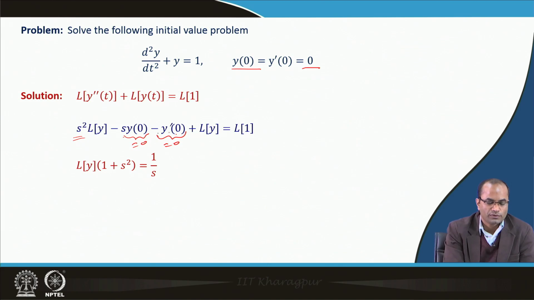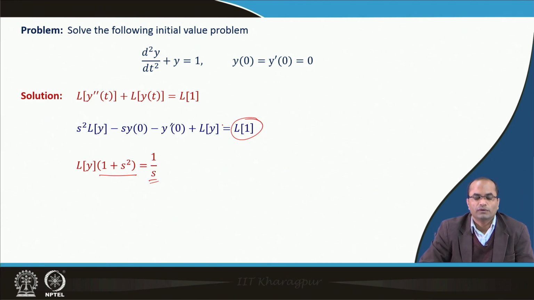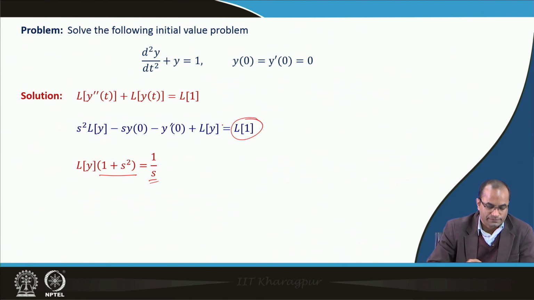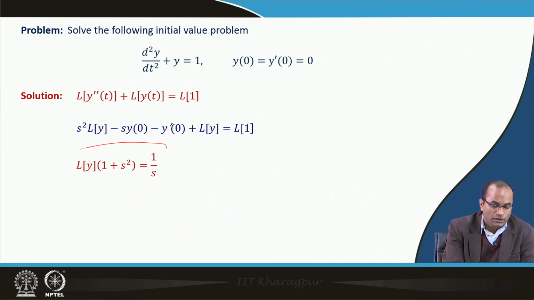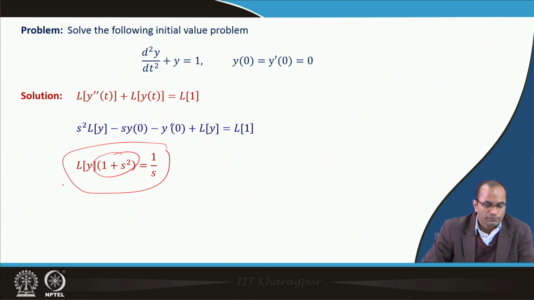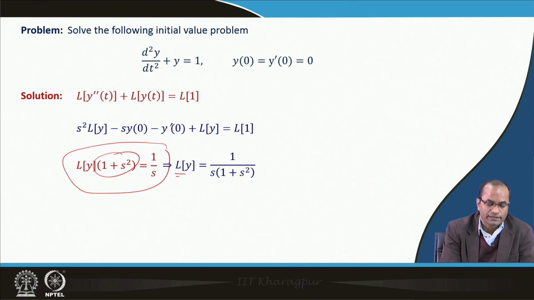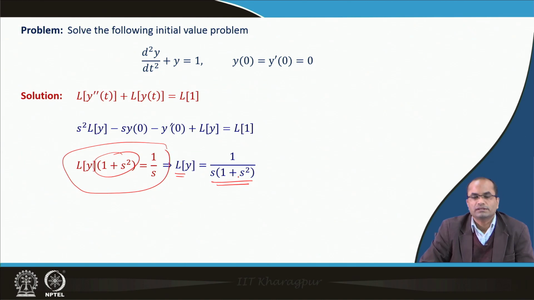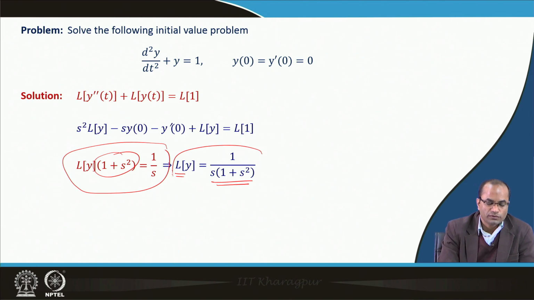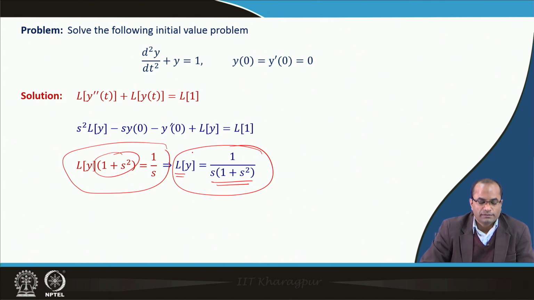So, we have s squared plus 1 when we take L y common. This is L y times 1 plus s squared, and on the right hand side the Laplace transform of 1 is 1 over s. Now we divide by 1 plus s squared, so we get L y is equal to 1 over s times 1 plus s squared. The final, third step is to take the inverse, so that we get y from here.